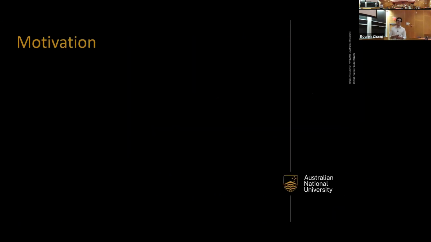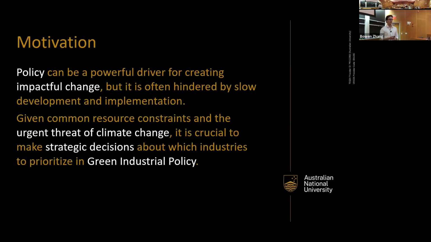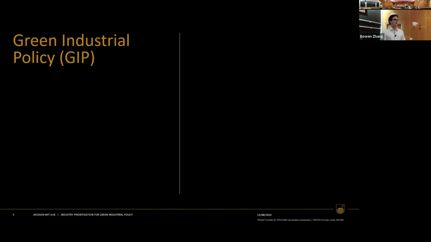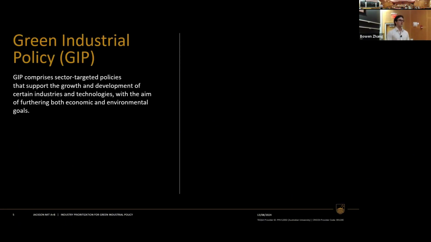So first and foremost, the motivation behind this. Globally, we know that policy can be a strong driver of change. Strategic decisions need to be made when it comes to policy, given resource constraints, finance, or human resource constraints. This is especially so for climate policy today. So green industrial policy, what is it? It's a form of climate policy.